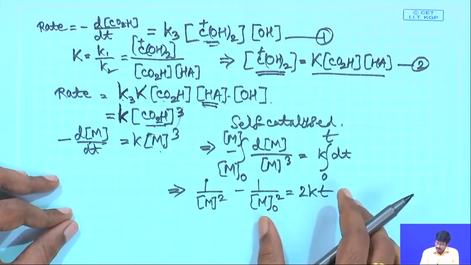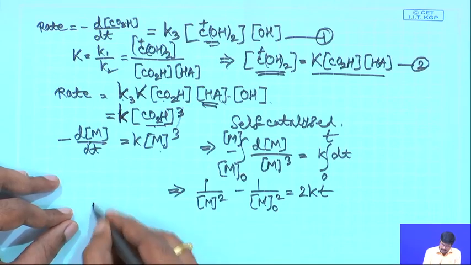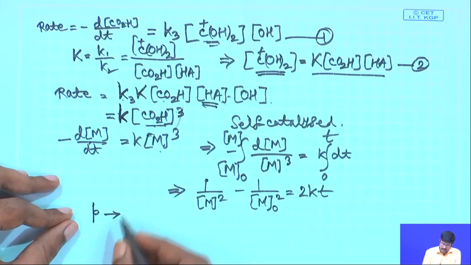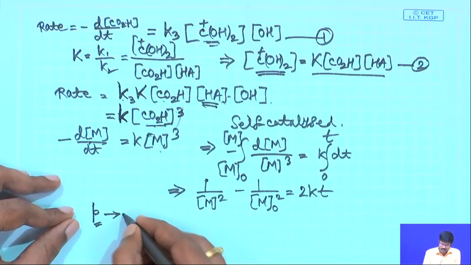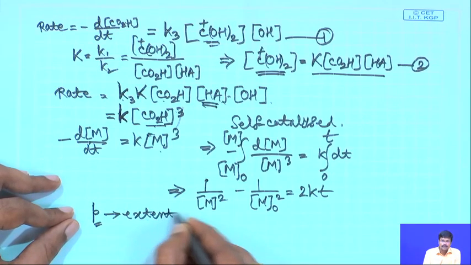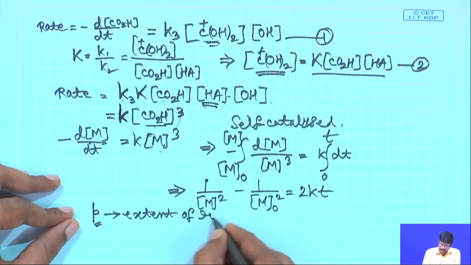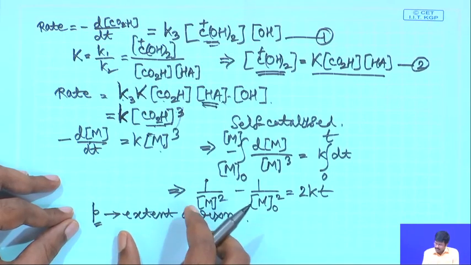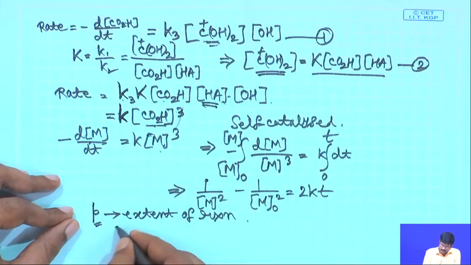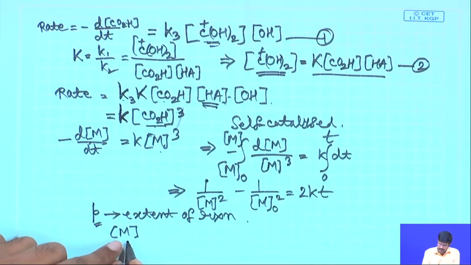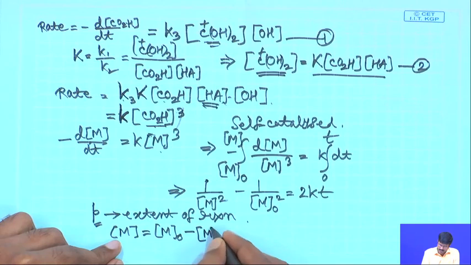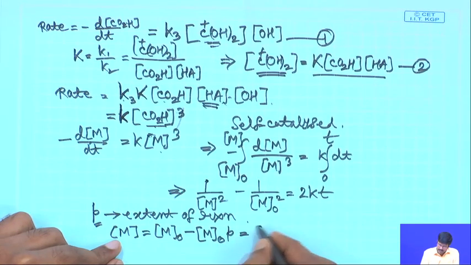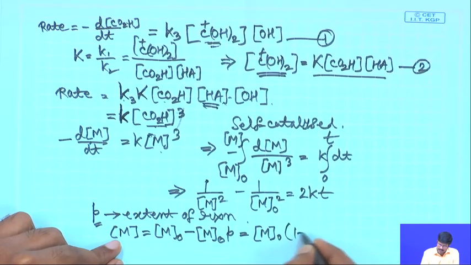Now, let us say P is the fraction of the starting monomer functional group that has reacted. So, you can say P is the extent of reaction. P being the extent of reaction, that is related to m by this: m, the final concentration of the monomer, is equal to the initial concentration of the monomer minus how much has reacted, which is m0 into P. So, that becomes equal to m0 into 1 minus P.